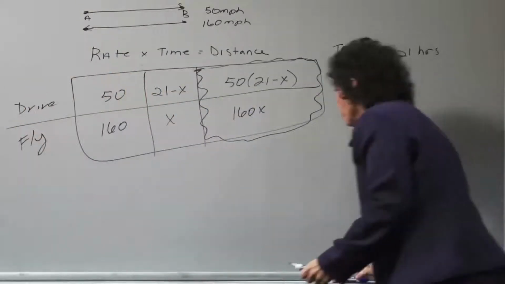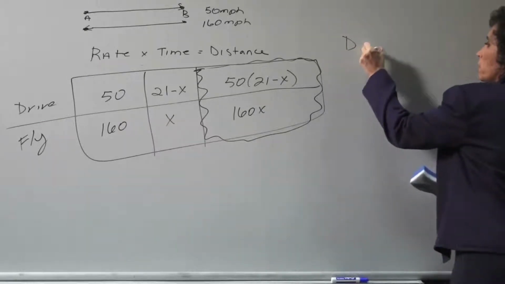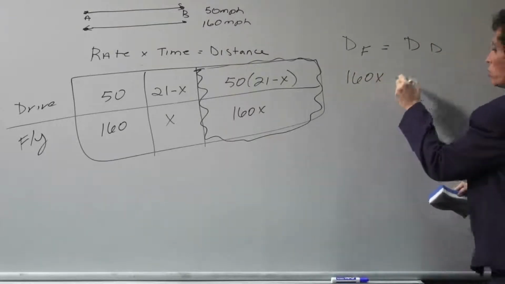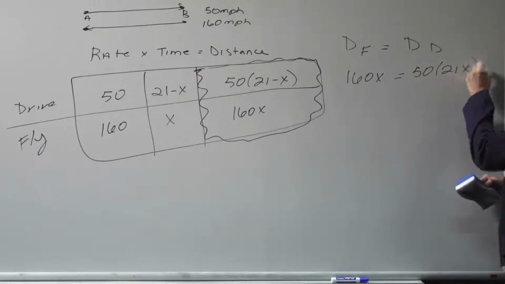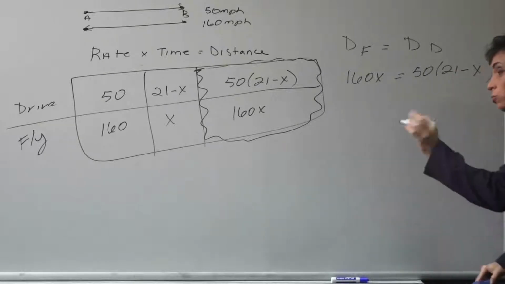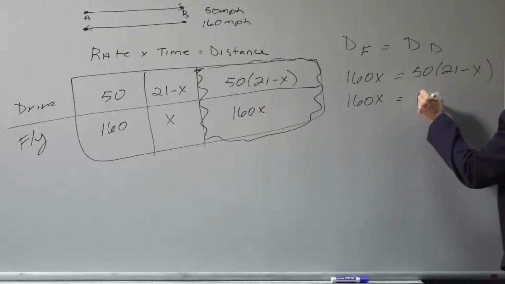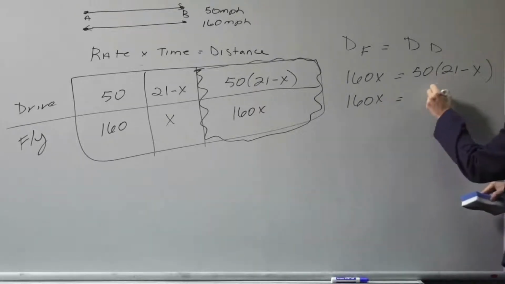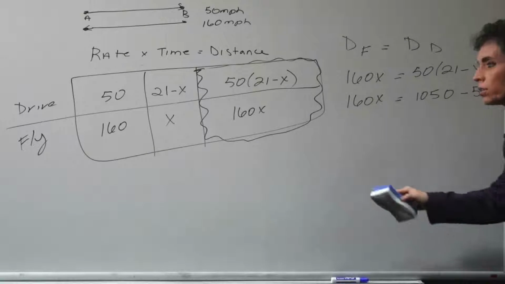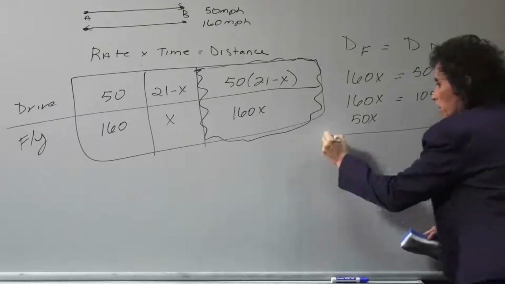So here's what I have. I know the distance I flew equals the distance I drove. So that's 160x equals 50 times 21 minus x. Ready? Watch. 160x equals 50 times 21. I know what that is: 1050 minus 50x. Now, I'm not done. Add 50x. I get 210x.